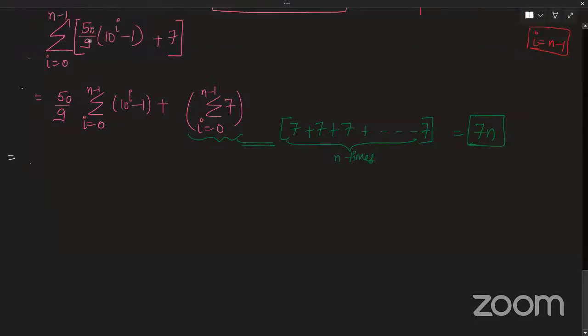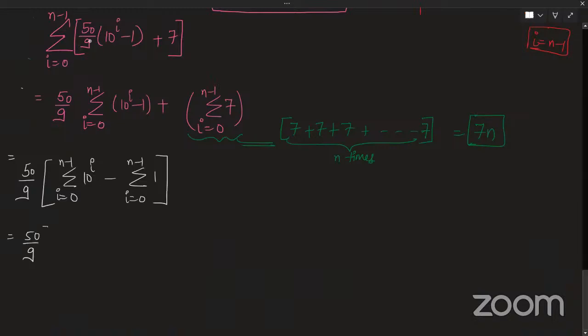Now this one. So it is 50 by 9, sigma i equal to 0 to n minus 1 of 10 raised to i, minus sigma i equal to 0 to n minus 1 of 1. So it is 50 by 9 into, what is the first sigma equal to? What is the first sigma? Sir, it is a GP.